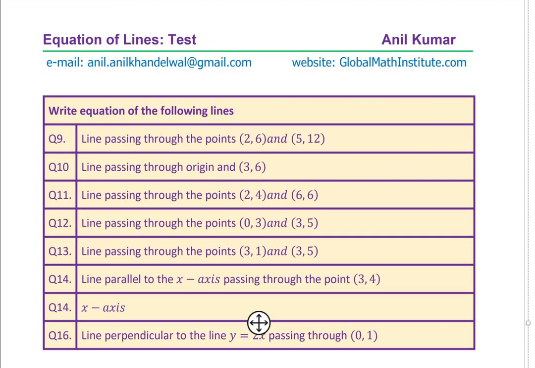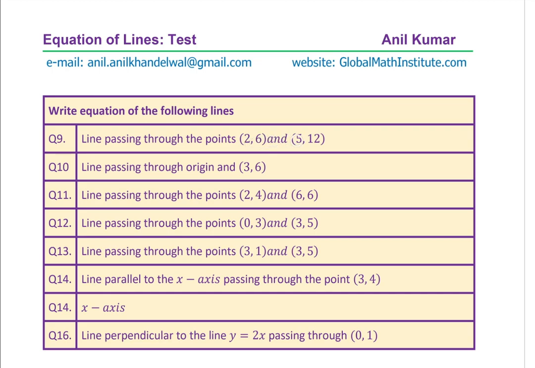Next set of 8 questions, we have to write the equation of the following lines. A line is defined with 2 points, or when we are given a point and the slope or the gradient of the line. So based on that, we have another set of 8 questions. You can have a good look at it. Again, we are giving you a variety so that you are ready for your own test.